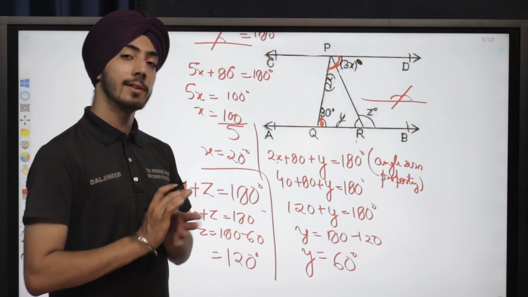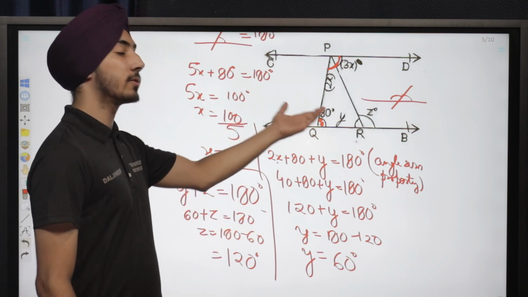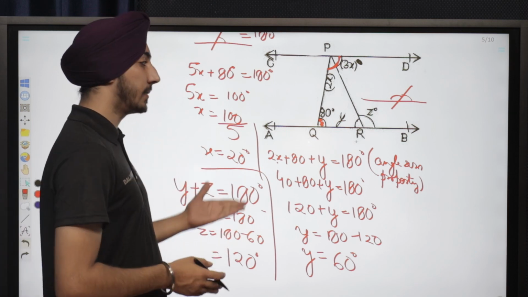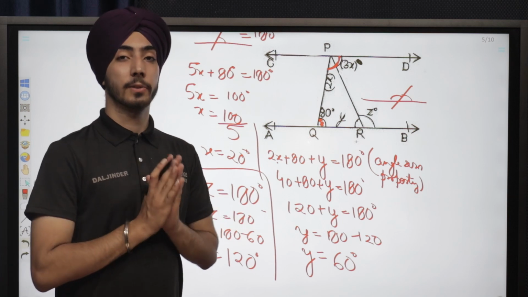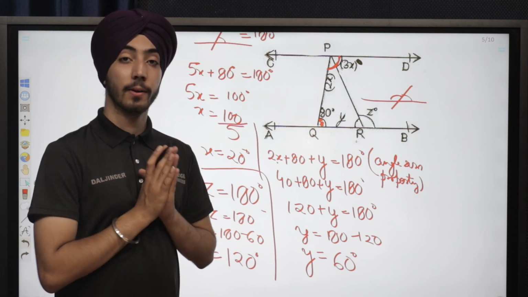Now this is not the only way in which you can do this question. There are other properties also which you can use. So if you're getting the same answer using other properties, that's also good. But make sure you write down the name of the property that you are using. Okay. Now let's look at the next question.